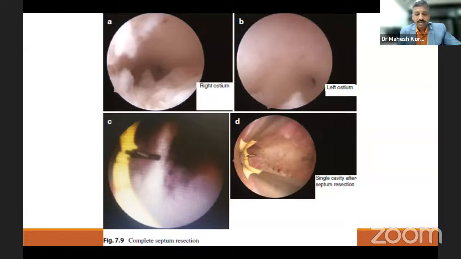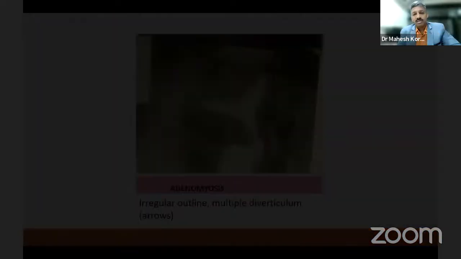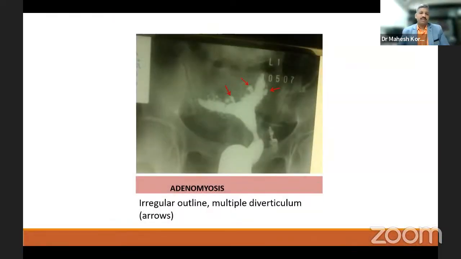So this is a complete septal resection. It is being done. It's preferred to use a scissor in case of septum because the electric source might cause some kind of injury and subsequent adhesions. You can see even the adenomyosis you can identify doing a simple HSG. You can see the crypts inside, the adenomyotic crypts are there in HSG.